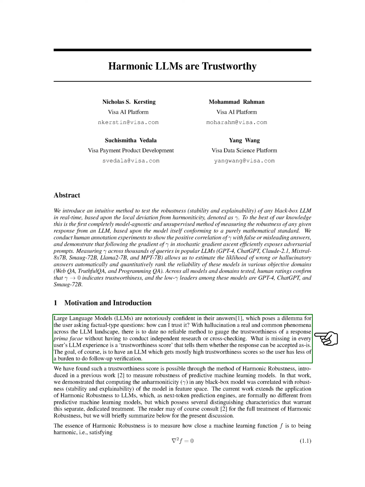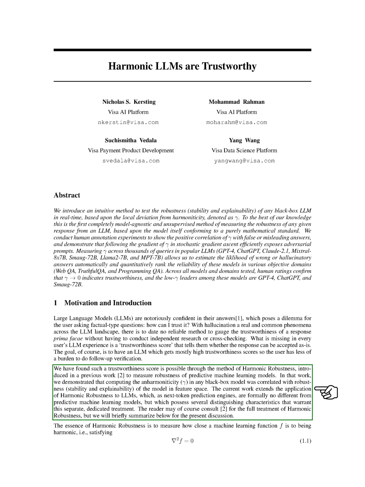What users lack in their interactions with LLMs is a trustworthiness score that can indicate whether a response is reliable. The ultimate aim is to have LLMs that consistently receive high trustworthiness scores, reducing the need for users to verify responses independently. We propose that a trustworthiness score can be achieved through harmonic robustness, a method introduced in a previous study to evaluate the robustness of predictive machine learning models.